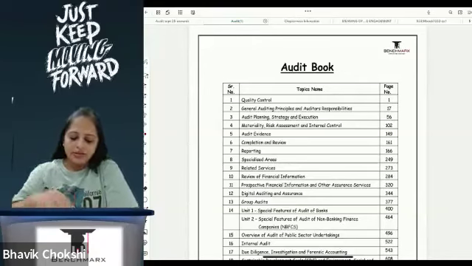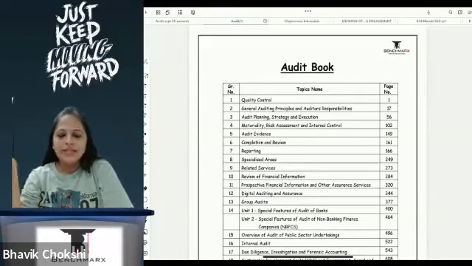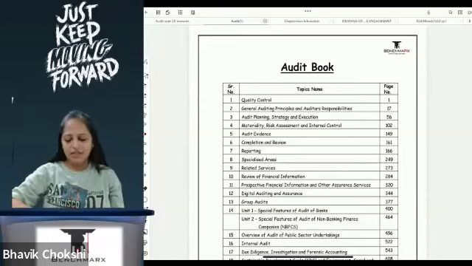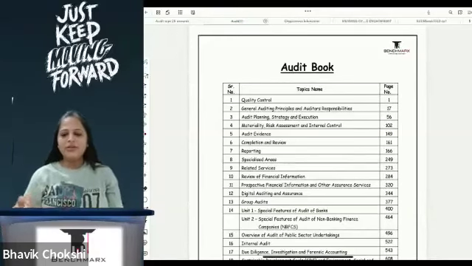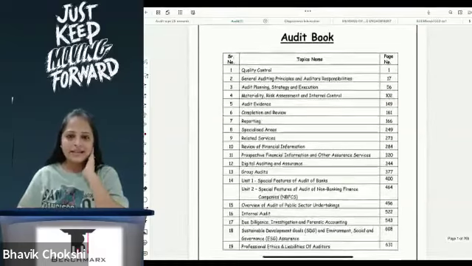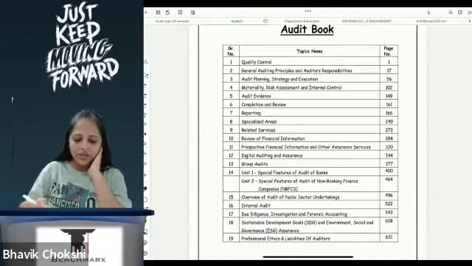Before we go ahead into the topics, I'll give you a quick overview of the kind of topics that are there, what the weightage is, and how the marks are allotted in the examination. So you have around 19 chapters. It's quite vast as compared to your Inter Audit.